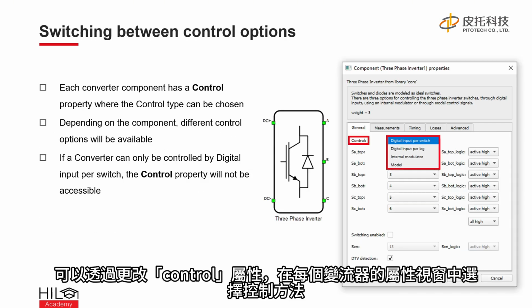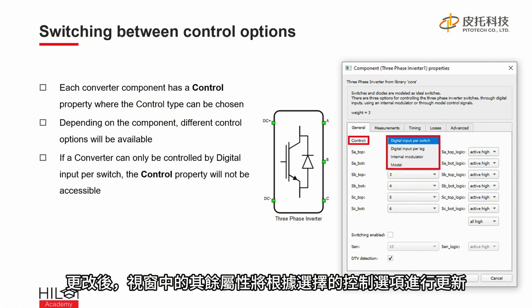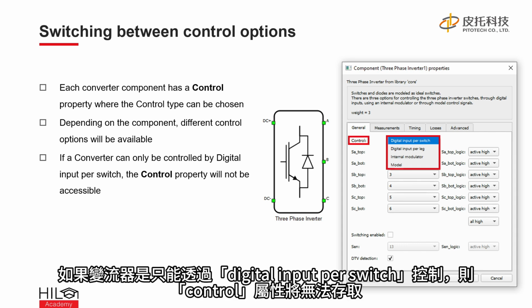You can select the control method in the properties window of each converter by changing the control property. When changed, the rest of the properties in the window will be updated according to the control option you've selected. If a converter can only be controlled by digital input per switch, the control property will not be accessible.